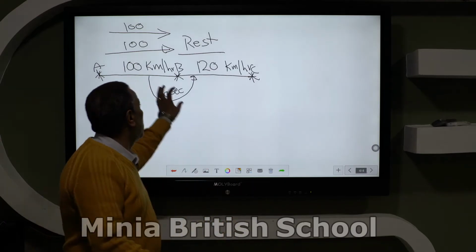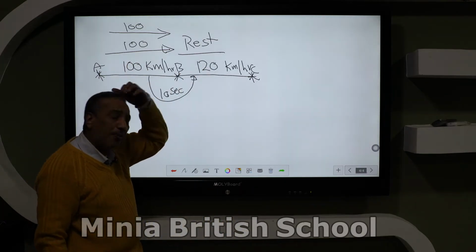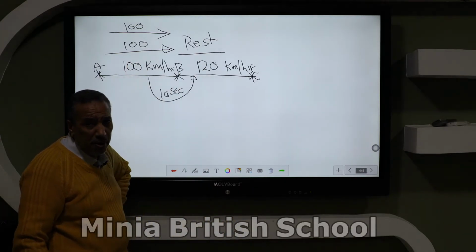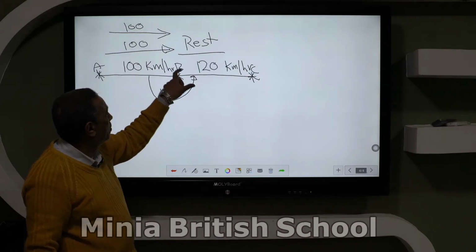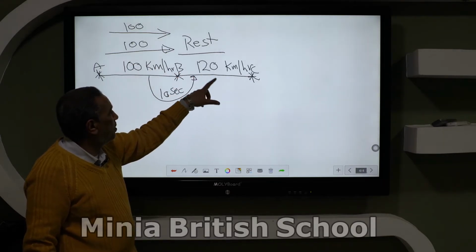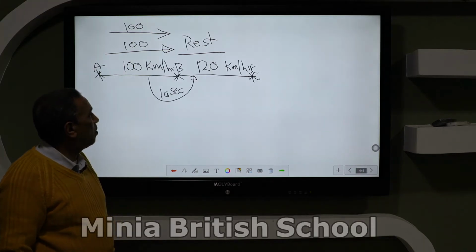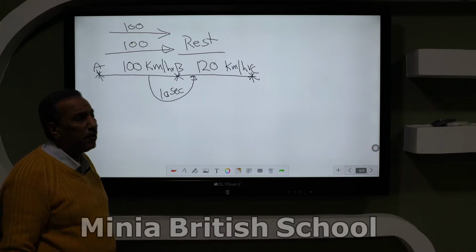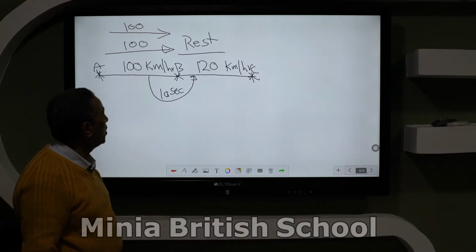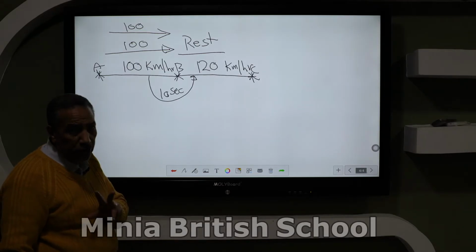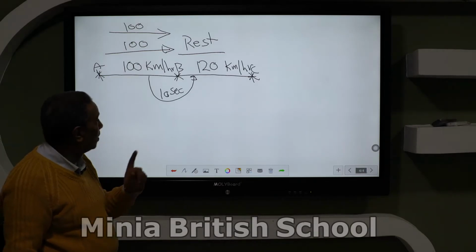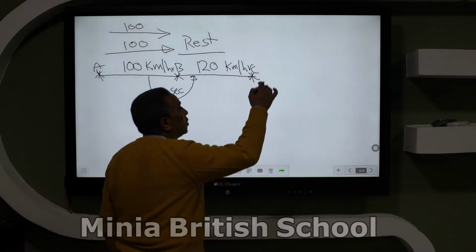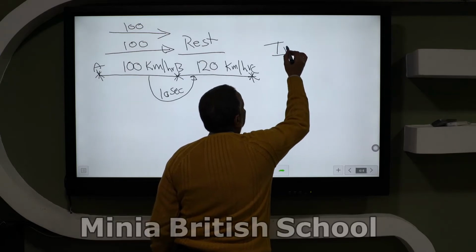Changing the speed per unit of time, I have different values for the speed: from part A to B, 100 kilometers per hour, and from B to C, 120 kilometers per hour. This change in the speed happened within 10 seconds. That means I have two speeds in one time. The first speed is called the initial speed.